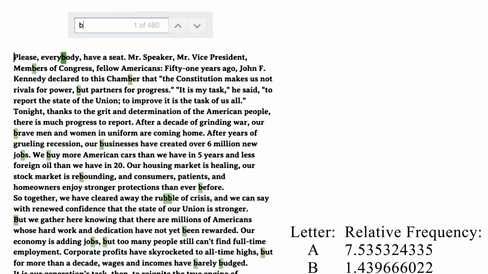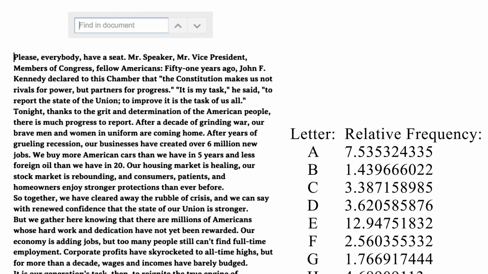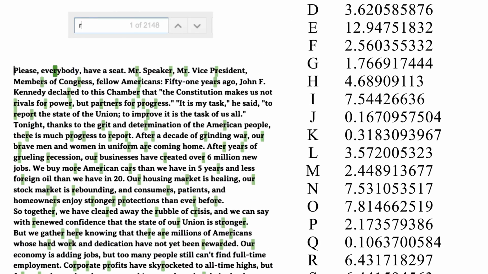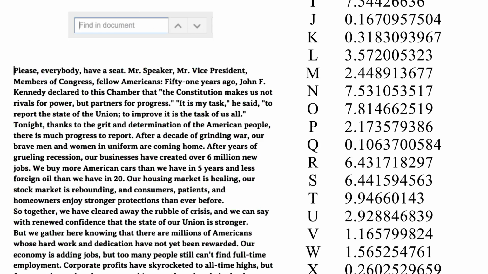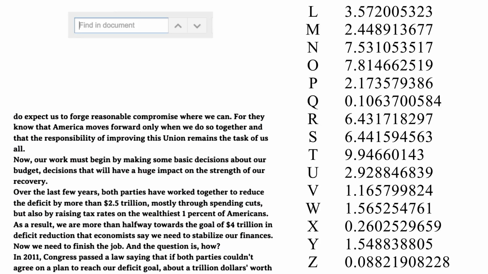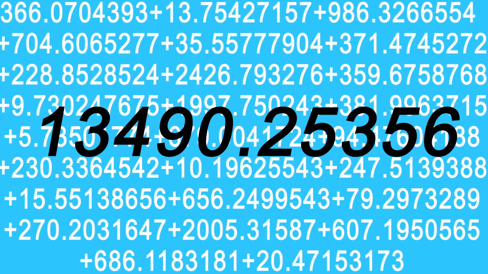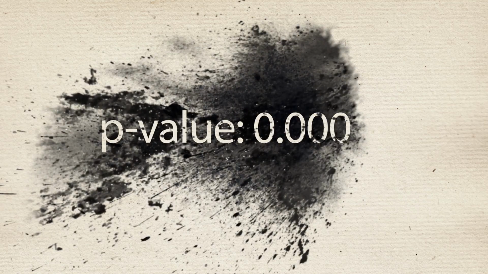To determine our sample frequencies, we used advanced technology, Google, to count the relative frequencies of letters in each speech. After comparing these to the sample size, we could determine the relative frequency of each letter in our sample. As expected, E was the most common, and Z was the least common. For our chi-square goodness of fit test, we tested the following hypotheses and calculated our chi-square components. With 25 degrees of freedom, the test yielded a surprising chi-square statistic of 13,490. This gave us a p-value of 0, which led us to reject the null hypothesis.